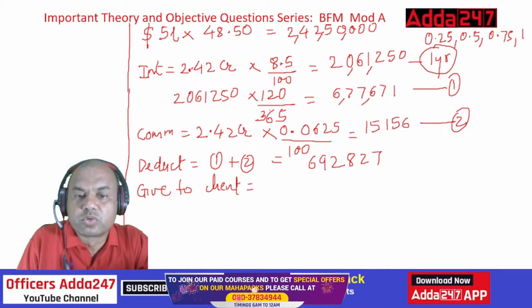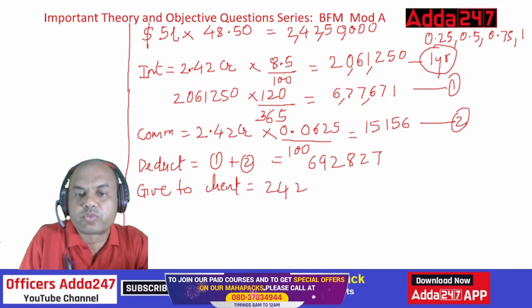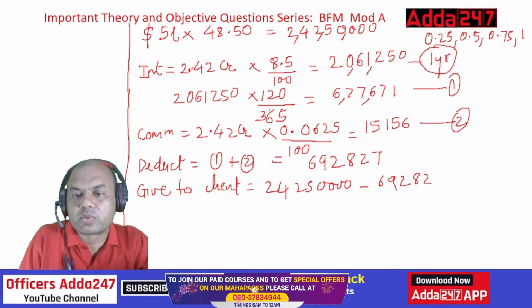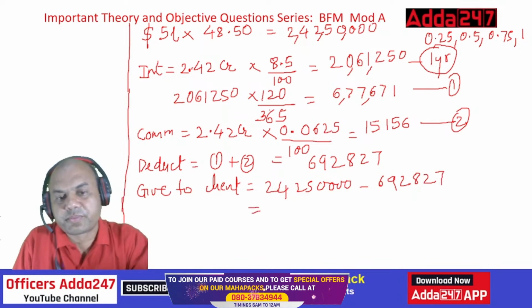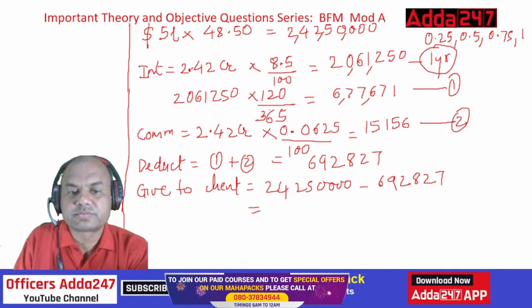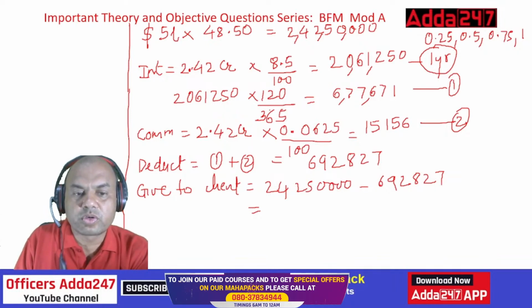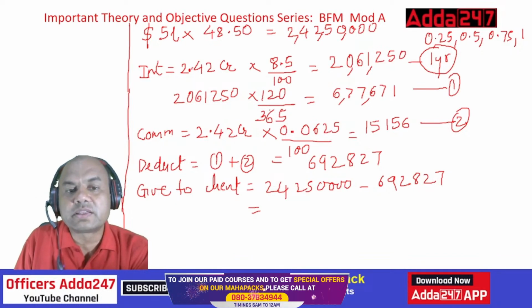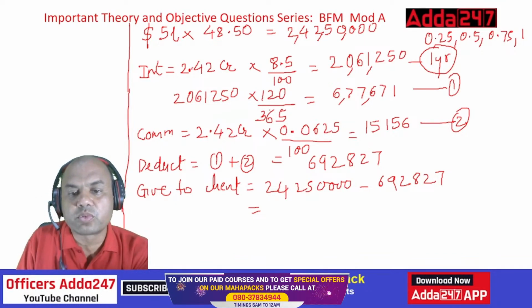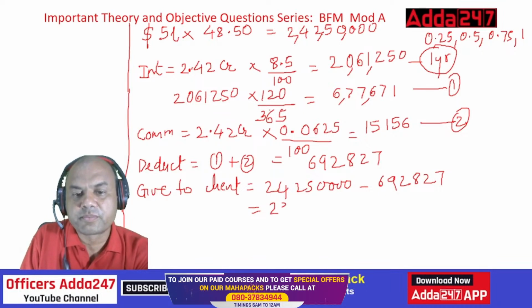24251234 minus 692,827. So what is the answer? Do it everyone. So it is 23,55,71,72. So this is the amount which I'll be giving to the client.